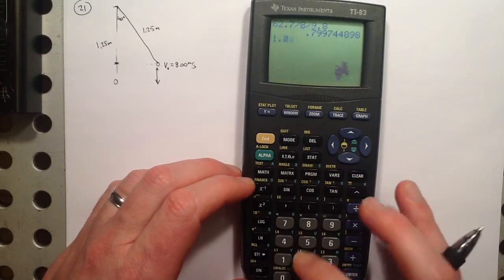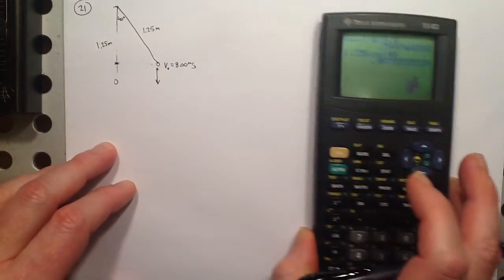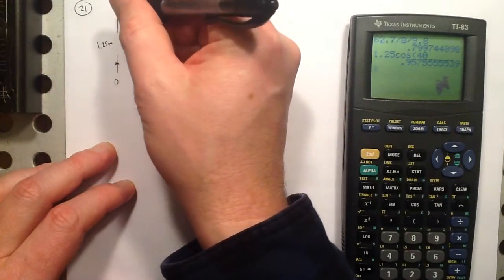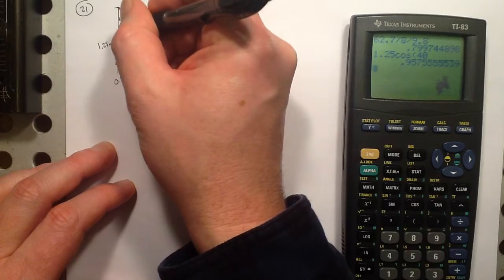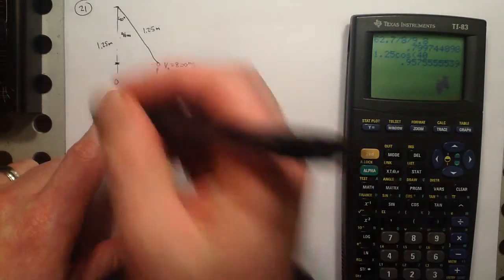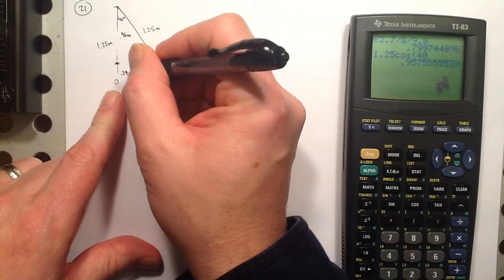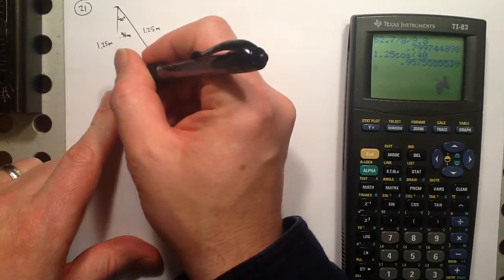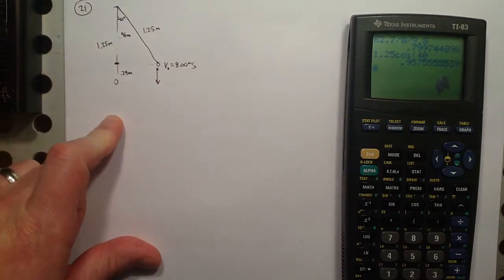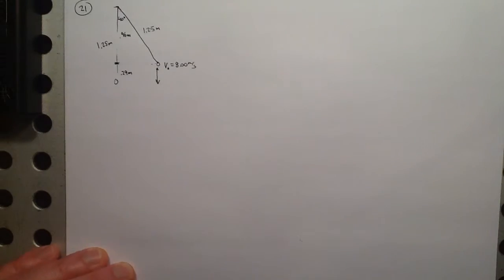So 1.25 times the cosine of 40 gives me that this is right here at 0.96 meters. And that means that this is 0.29 meters, because I have to add up to 1.25. So that's the change in height. That's what I need to do this first part.